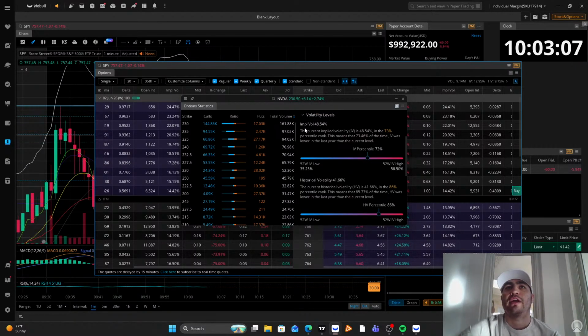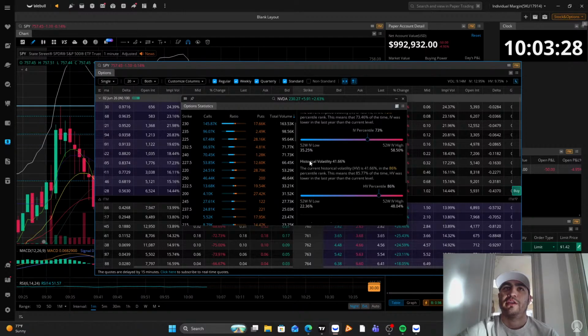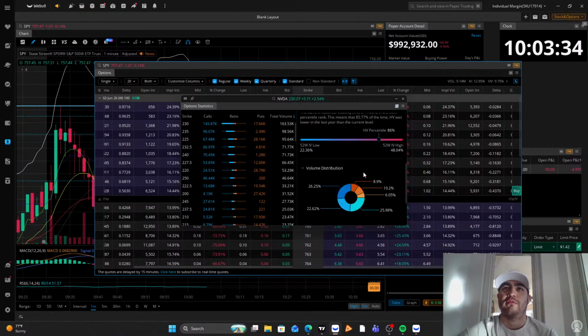And you can see right here, implied volatility is at 48.54%, so about 49%. Current implied volatility is in the 73% rank, which means that 73% of the time the IV was lower than the current level over the last year. A little high, slightly. Then you can look at historical volatility. It was sitting at 41, so you're currently sitting at 48. It was at 41 previously.